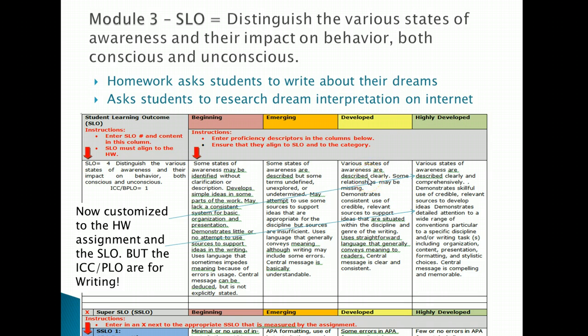various states of awareness are described clearly, but not as well as this student who also described them comprehensively. Here, the student who meets expectations marginally describes some states of awareness, but they also leave some terms undefined or unexplored. And then finally, our student that does not meet expectations may just leave complete gaps in what they're doing. They have very simplistic ideas that they're discussing. Some states of awareness may be identified, they don't clarify it, and they don't describe it. So let's look at the next example.